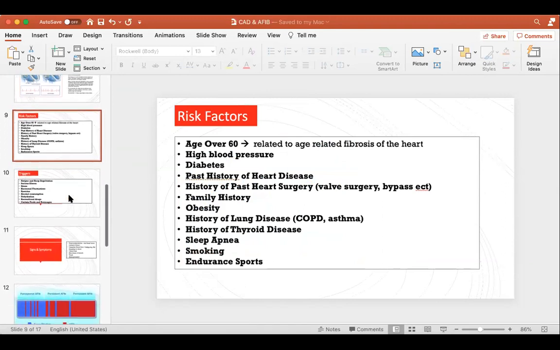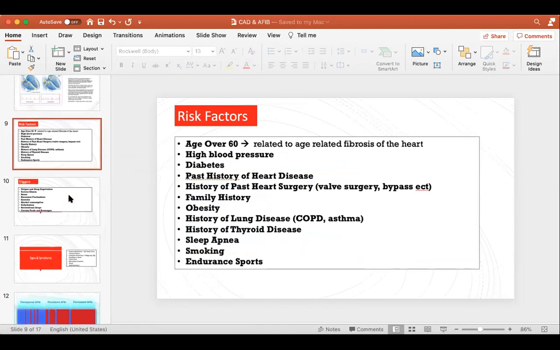Risk factors are very similar to CAD, but the biggest one is age. Age over 60 has been shown to be related to age-related fibrosis of the heart. Others include high blood pressure, diabetes, again past history of heart disease or family history, and other conditions as well, such as a history of lung disease or thyroid disease, smoking, and endurance sports.